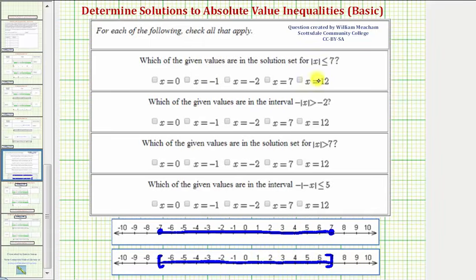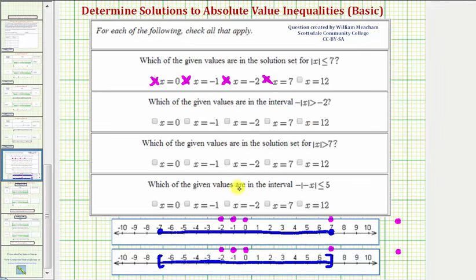Now let's go ahead and plot the given values and see if they're in the solution set or not. So we have x equals 0, which would be here, which is in the solution set or interval. X equals negative 1 would be here. Yes, that's in the interval or solution set. X equals negative 2, yes, that's in the solution set. X equals 7 would be here. Because the endpoint is included, this value is in the solution set, so yes. And 12 would be over here to the far right. 12 is not in the solution set.